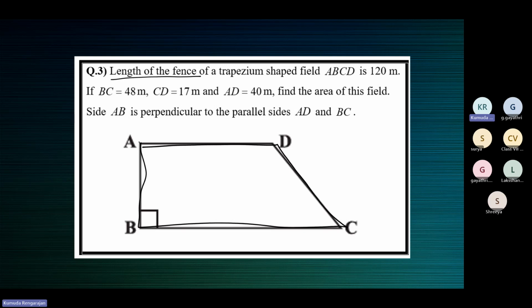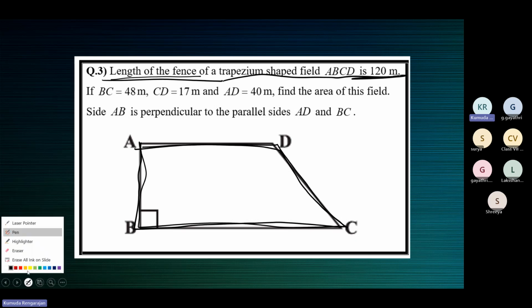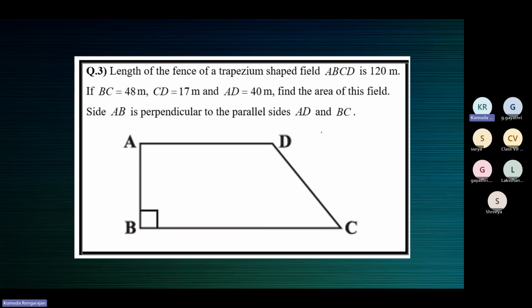Fences run along the boundary. This is the fence. The length of the fence of a trapezium shaped field is 120 meters. That means the perimeter is 120. BC is equal to 48. CD is 17. AD is 40. We need to find the area of the field.